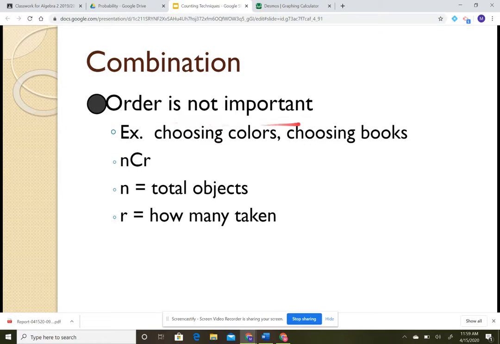For a combination, order is not going to be important. So for example, if you're choosing 3 crayons out of a crayon box, it doesn't matter what's first, second, or third as long as you choose them. Same thing with books. If you're choosing 5 books off of a shelf, it doesn't matter which is chosen first, second, or third as long as you chose them. So then you have a very similar button, just make sure it has the C for combination.